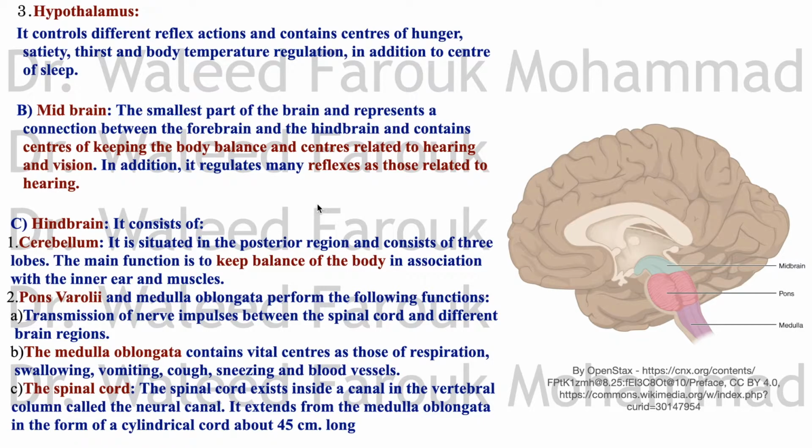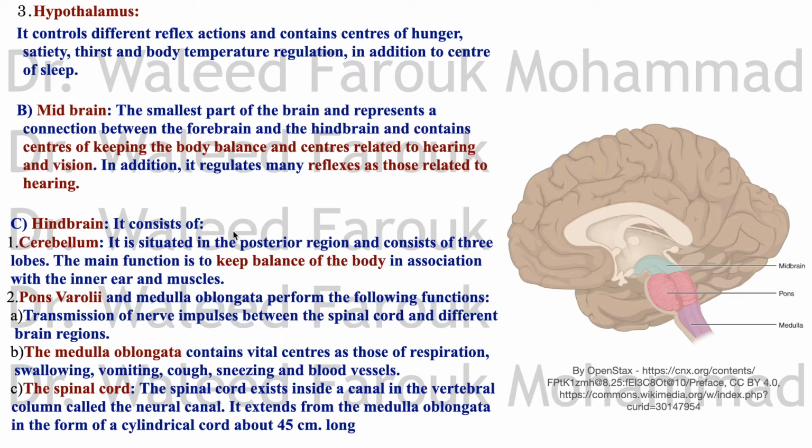ده الميد برين. الهايند برين السيريبيلم is in the posterior region and consists of three lobes. It keeps the balance of the body. The major responsible for the balance of the body. وبالتعاون يعني بكونكشن مع الانر اير and muscles. تمام. inner ear and muscles. ده السيريبيلم.